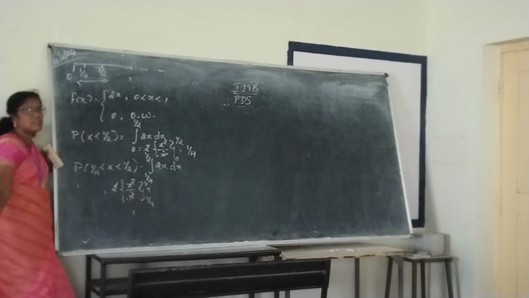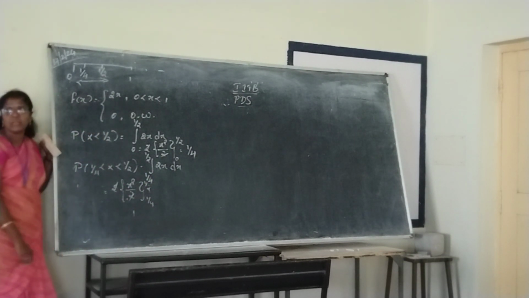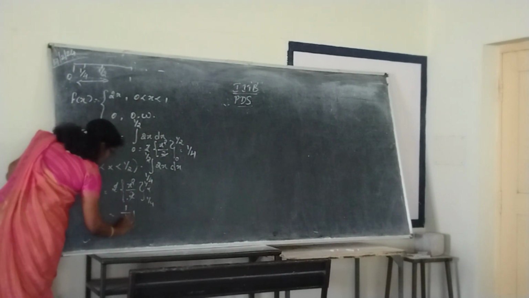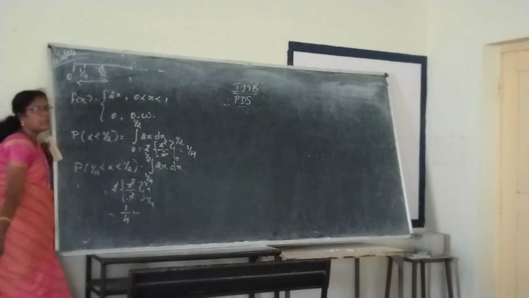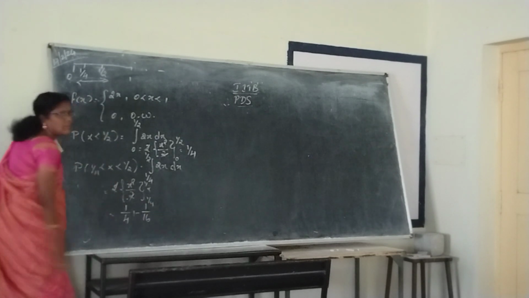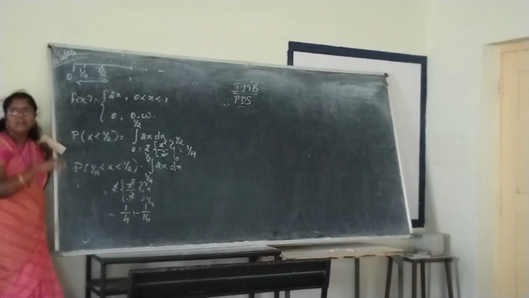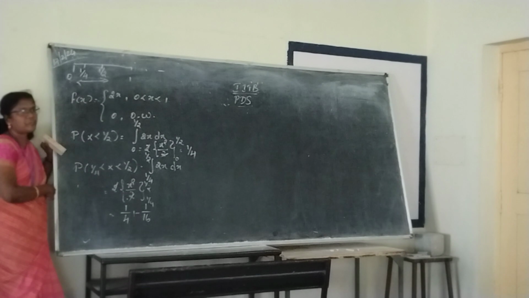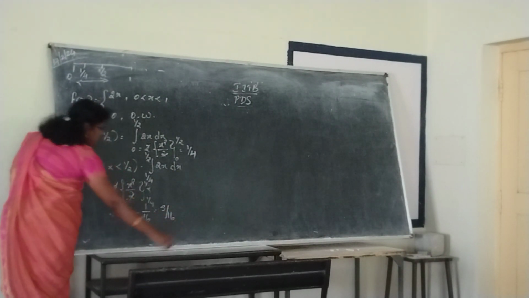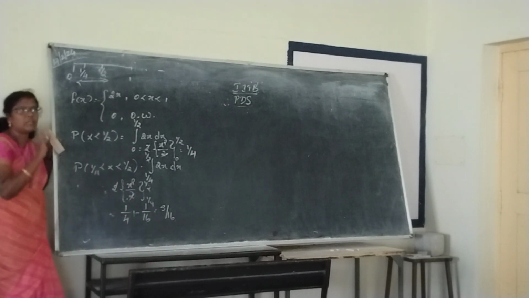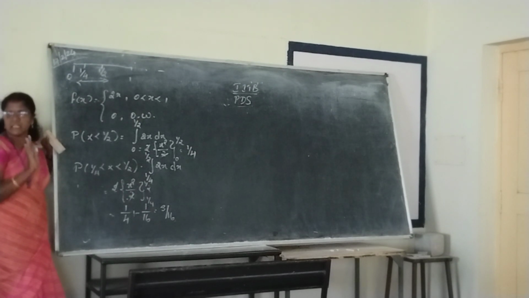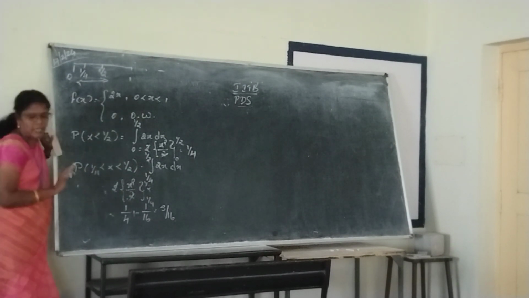Again 2 cancels. Substitute the value: upper limit x equal to 1 by 2 will give you 1 by 4, minus lower limit x equal to 1 by 4, so 1 by 4 square, 1 by 16, since 4 square will give you 16. Find what is the answer? If you don't know how to take it, put it in a calculator and write the answer like this. That's all.